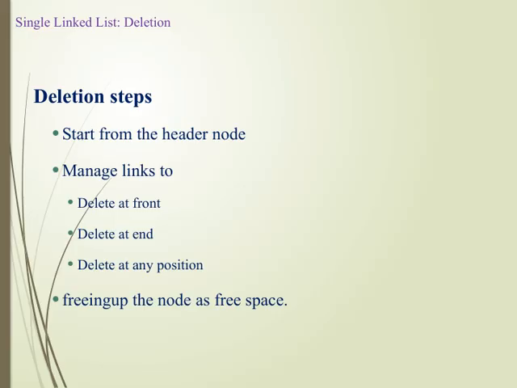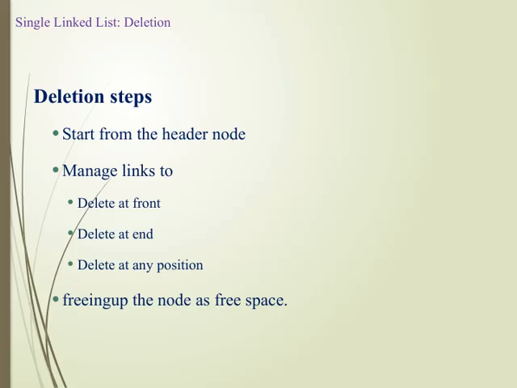You can delete a node at the front, which is usually straightforward, by adjusting the header pointer to the next node and freeing up the memory. Similarly, deleting at the end involves traversing to the second last node, updating its link to null, and freeing the last node. Deletion at any position within the list requires a bit more care: finding the node just before the target node, changing its link to skip over the node to be deleted, and then freeing that node's memory.